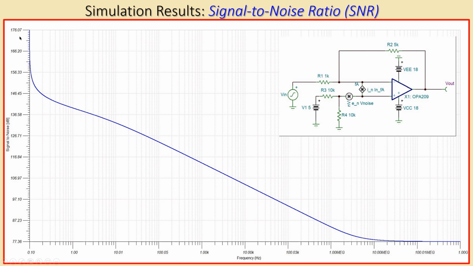Let's also look at the signal to noise ratio. This is the plot. You can see the signal to noise ratio here on the y-axis and the frequency on the x, the horizontal axis.